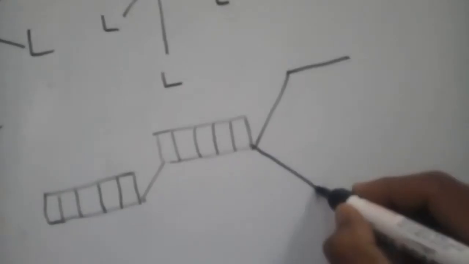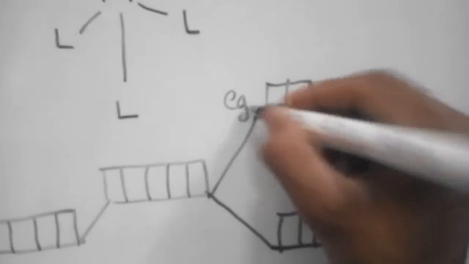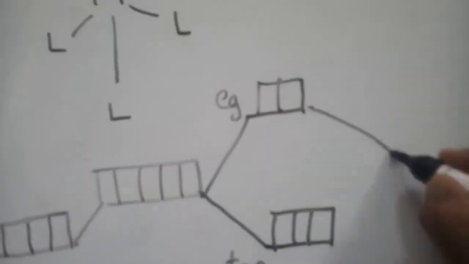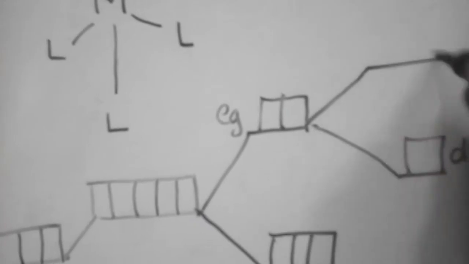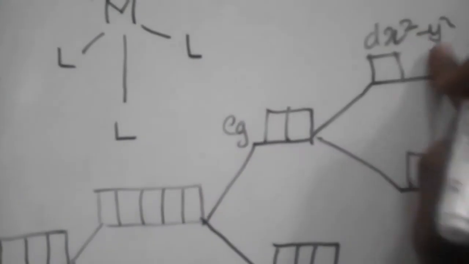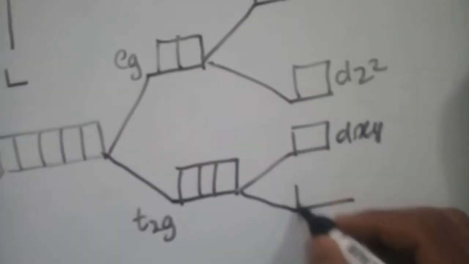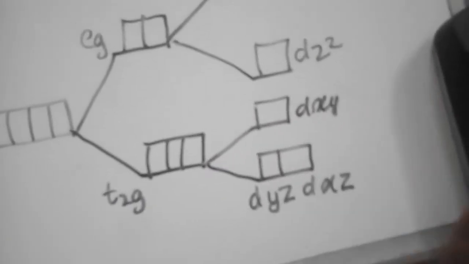These are the degenerate d orbitals, that is T2g and Eg orbitals. Thus in tetragonal complexes, the dz square energy will decrease, and that of dx square minus y square will increase. The energy of dxy will also increase, but in less proportion, and dyz and dxz will decrease.